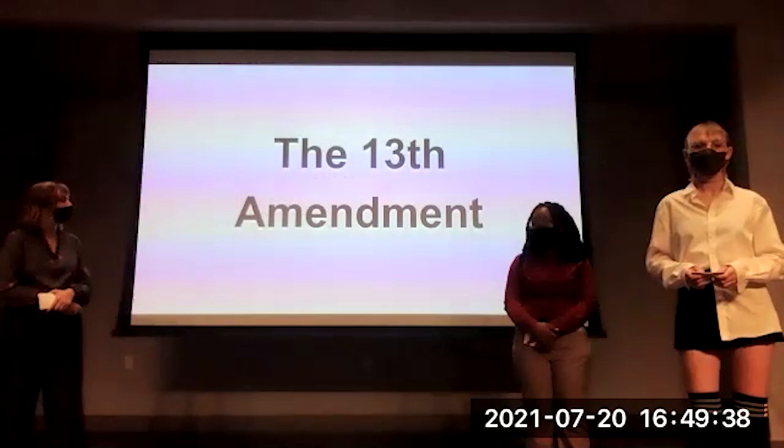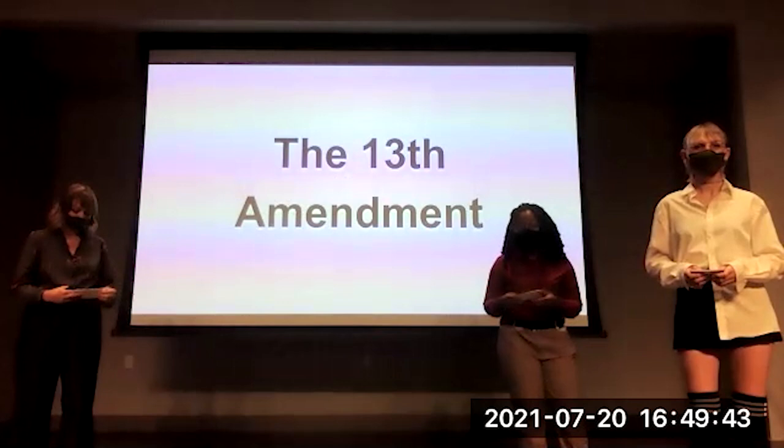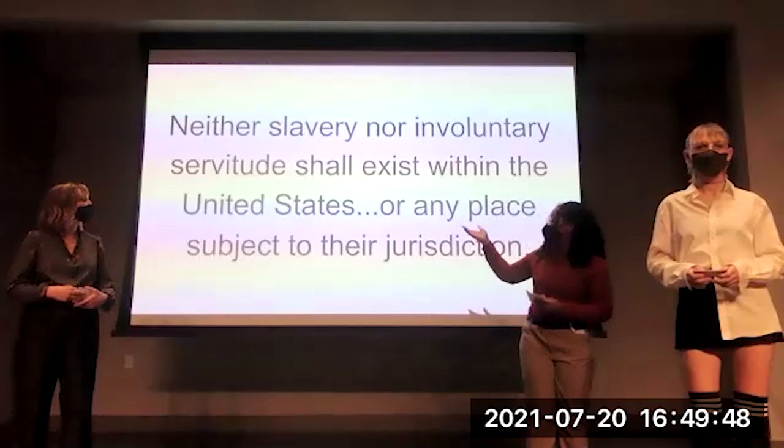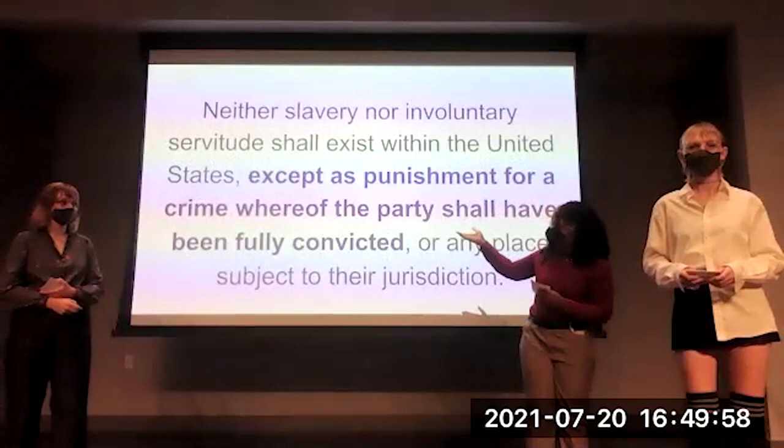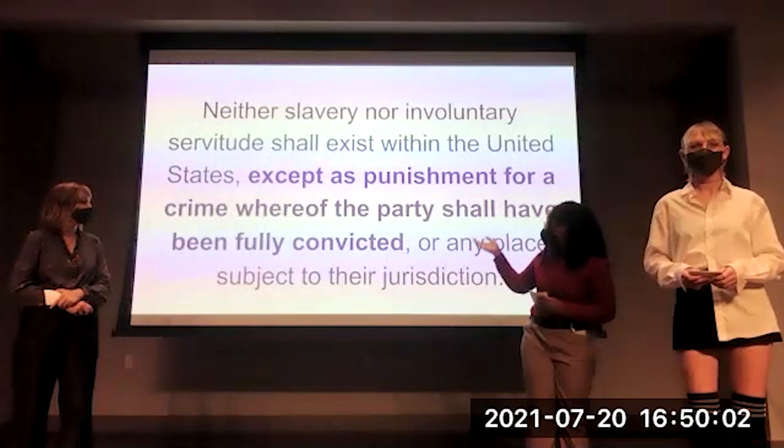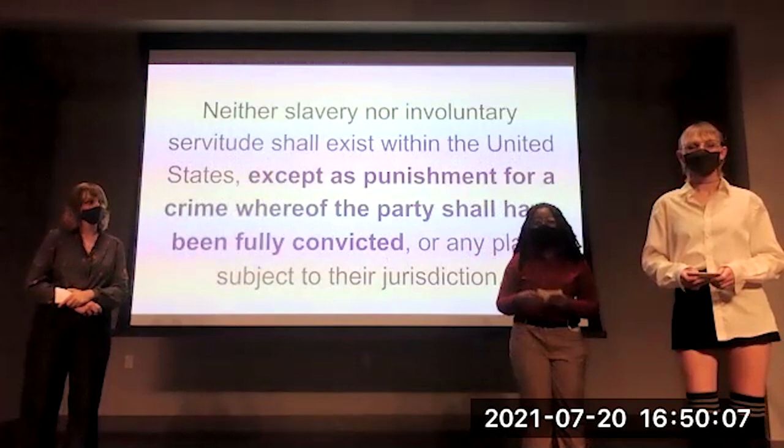So to understand the context of our presentation, we first need to understand the 13th Amendment. As you can see here, the 13th Amendment reads as such: neither slavery nor involuntary servitude shall exist within the United States or any place subject to their jurisdiction. However, those of us familiar with ellipses are aware that there is a missing phrase there: except as punishment for a crime whereof the party shall have been duly convicted. This effectively means that in the United States, if you have been convicted of a crime, you are subject to slavery.